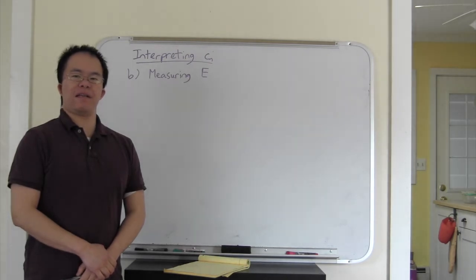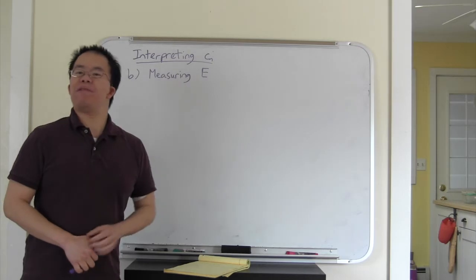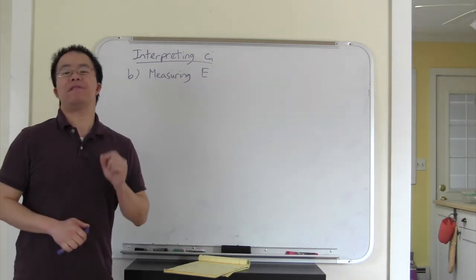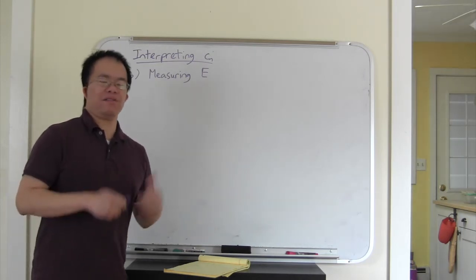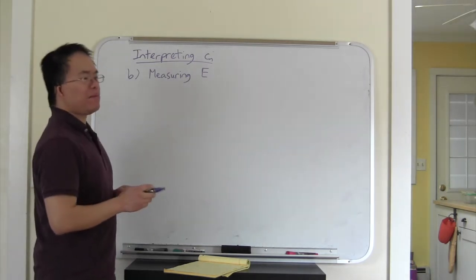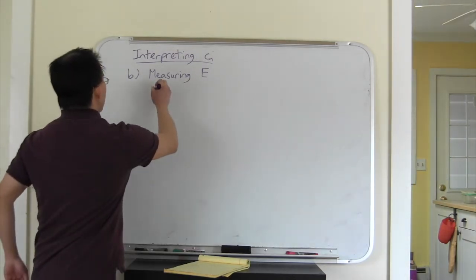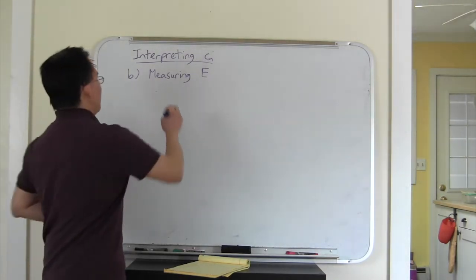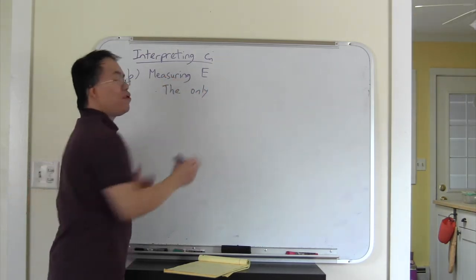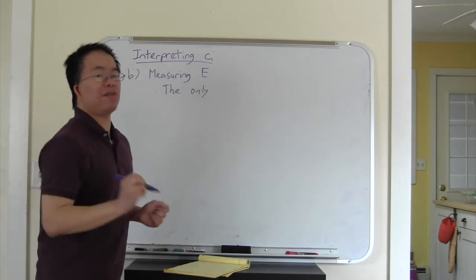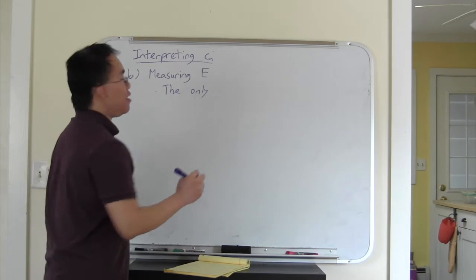So the next thing I'd like to turn to now is interpreting the coefficient C sub n in terms of measurements of the energy of our wave associated with our system, of our particle described by some wave function. So it turns out, through a few things, the only results we can get for a measurement of the energy are one of the allowed stationary state energies.